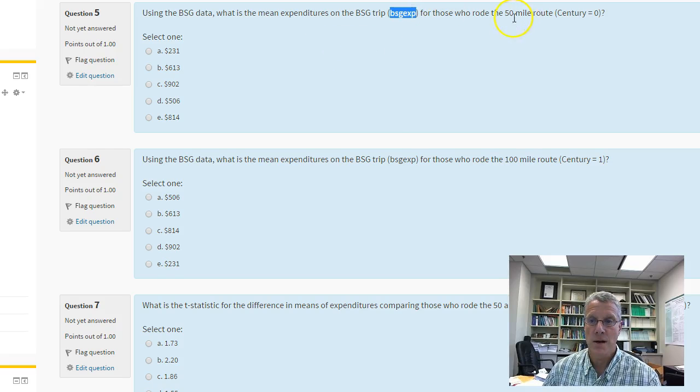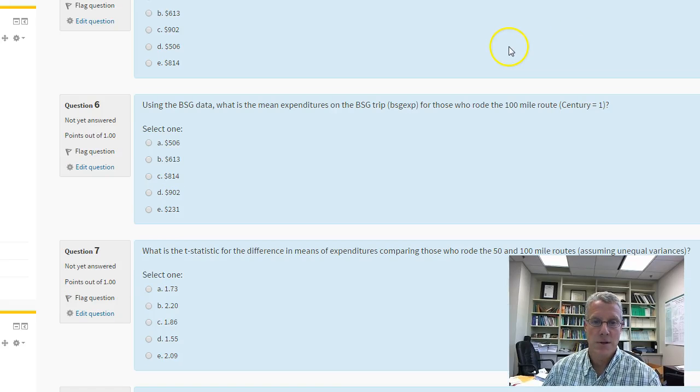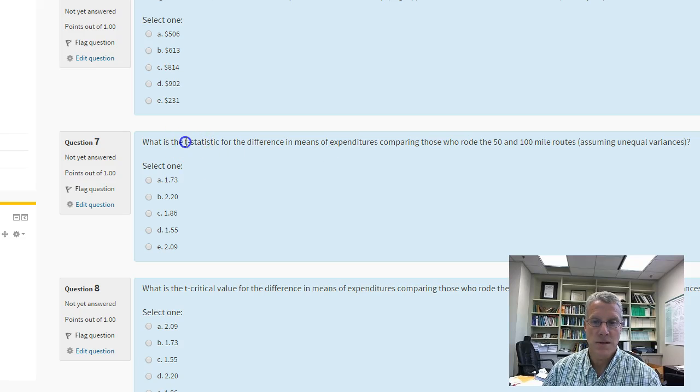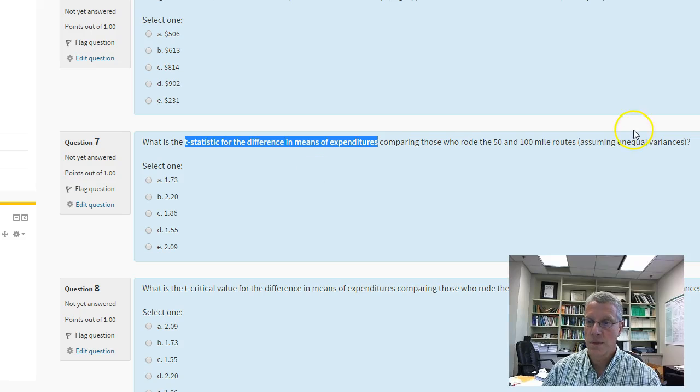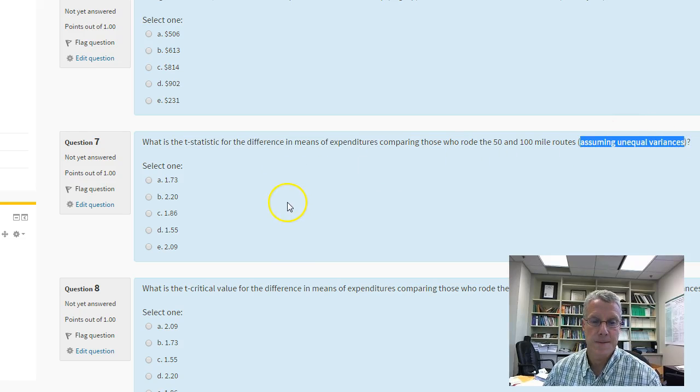You need to sort the data on whether they rode the century or not. The century is the 100-mile route, and the non-century, when century equals 0, is a 50-mile route. So the second question on this set is, what is the mean expenditures for those who rode the 100-mile route? Then what's the t-statistic for the difference in means of expenditures? And the key assumption here is assuming unequal variances.